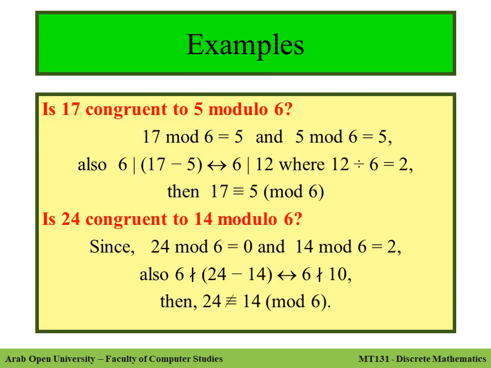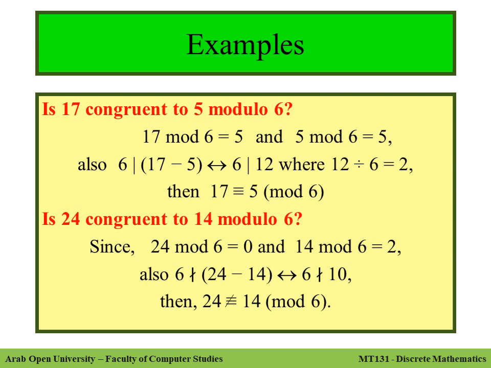Let's look at examples. Is 17 congruent to 5 modulo 6? To apply the first condition, 17 mod 6 is equal to 5. Then if you divide 17 by 6, the quotient will be 2, the remainder is 5. Mod is the remainder. If you divide 17 by 6, the remainder is 5.